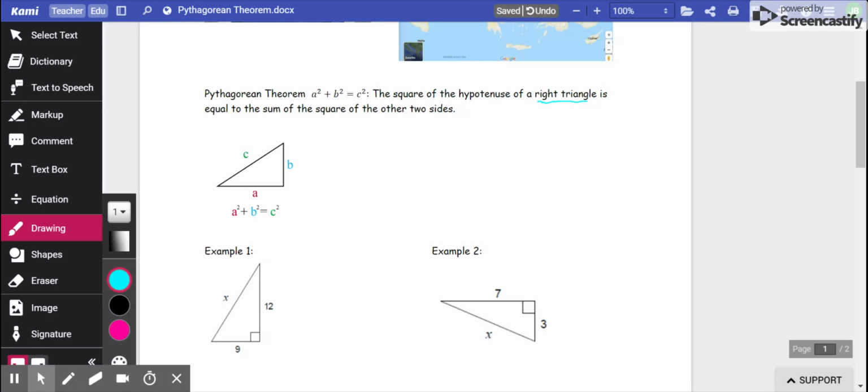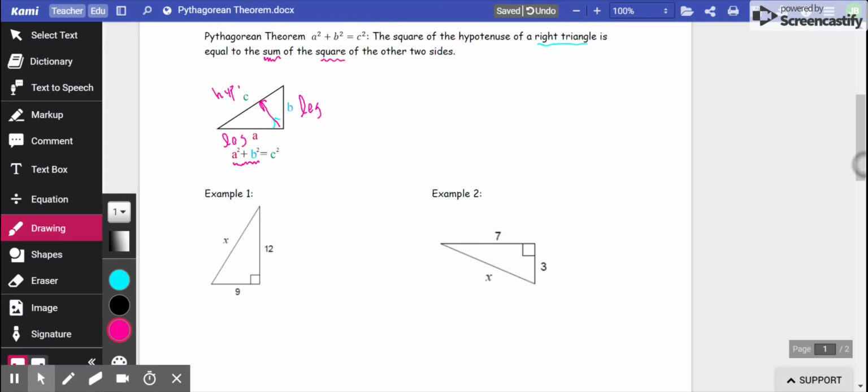That's very important. As you should note here, I have a right triangle. And also, I take the sum of the squares of the other two sides. Make sure you're aware of how to identify which one is a leg and which one is the hypotenuse. The hypotenuse is always across from the right angle. It doesn't touch the right angle.